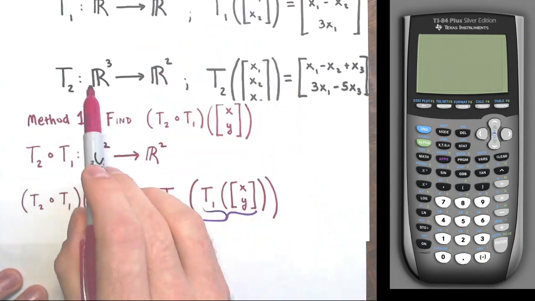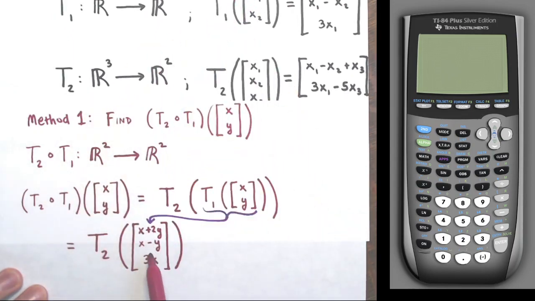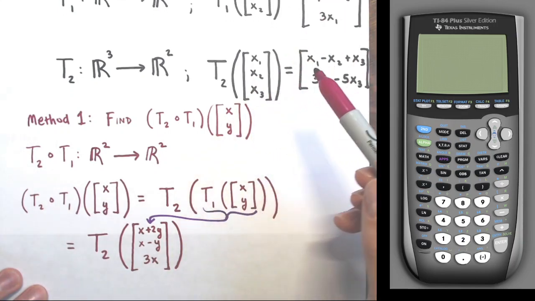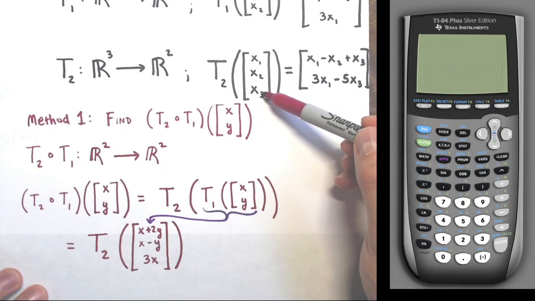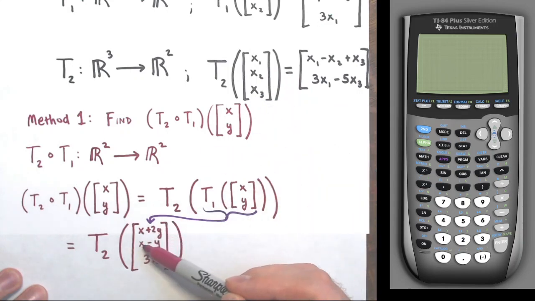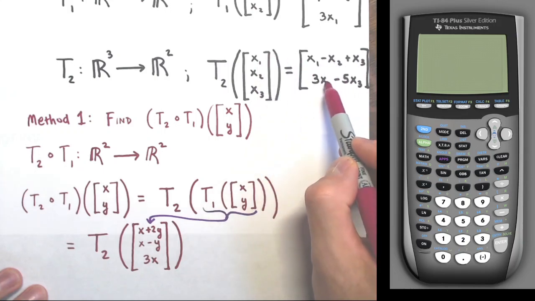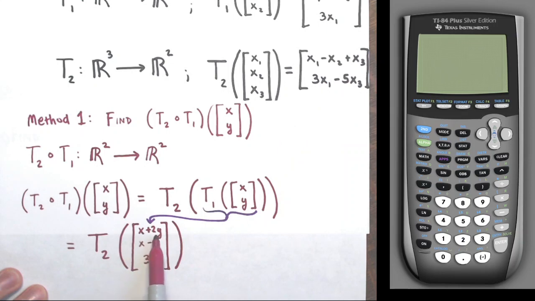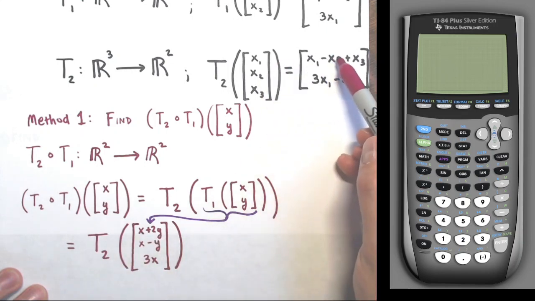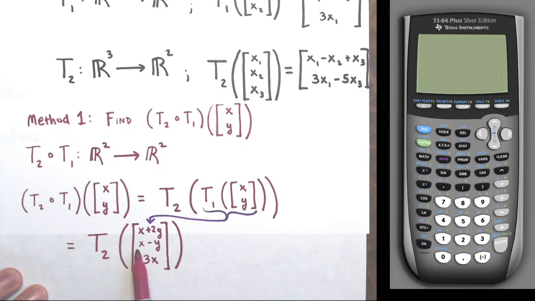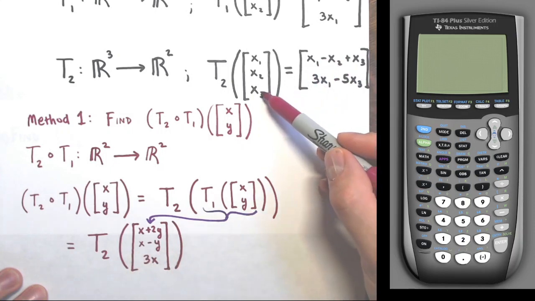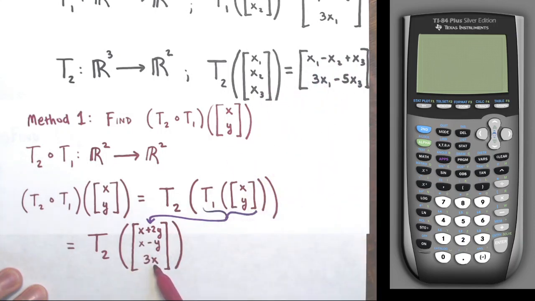Alright, and then I take that output, and it is a vector from R3. So like I said, I can apply T2, right? This vector would be in the domain of T2, so I can keep going. Then I apply T2 to this vector. Now, here's the rule for T2. Now again, instead of x1, x2, and x3, my input is x plus 2y, x minus y, 3x. So everywhere there's an x1, here and here, I'm going to replace it with the quantity x plus 2y. And everywhere there's an x2, I'm going to replace it with the quantity x minus y. And everywhere there's an x3, I'm going to replace it with 3 times x.